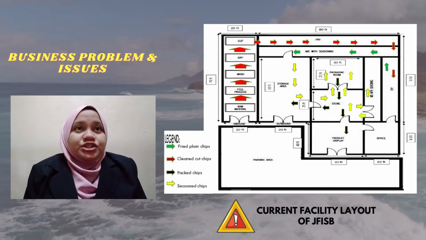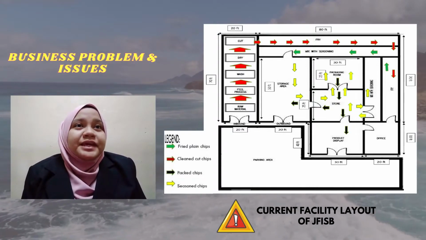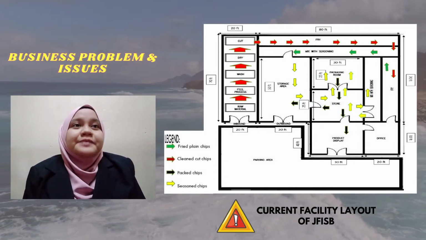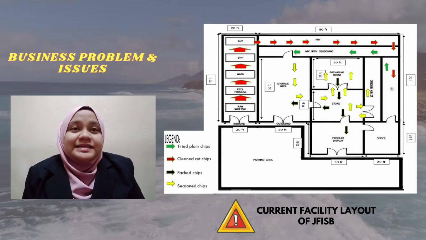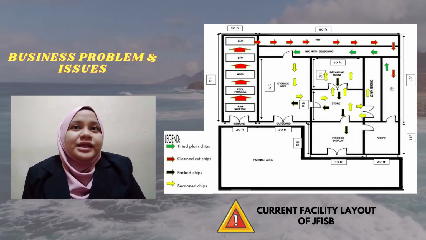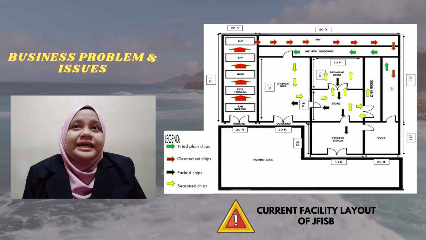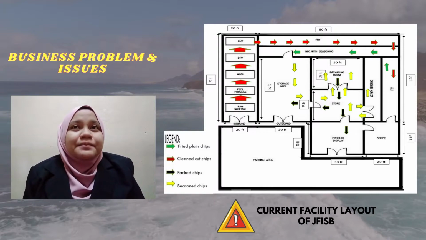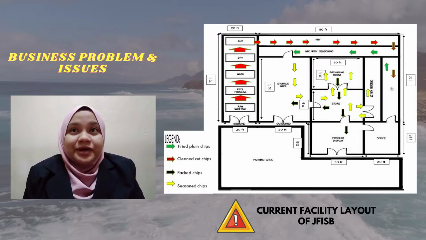Business problem or issue. JFISB has a problem in utilizing its manufacturing space and product display space. Based on the figure, this shows the current layout of JFISB. The current layout of JFISB is considered as, first, an illogical arrangement of facility layout. There is a long distance between one process and another process. This will lead to high motion of workers. They cannot focus on their tasks as they spend much of their time transporting the product. It will reduce their productivity and increase the time of production.